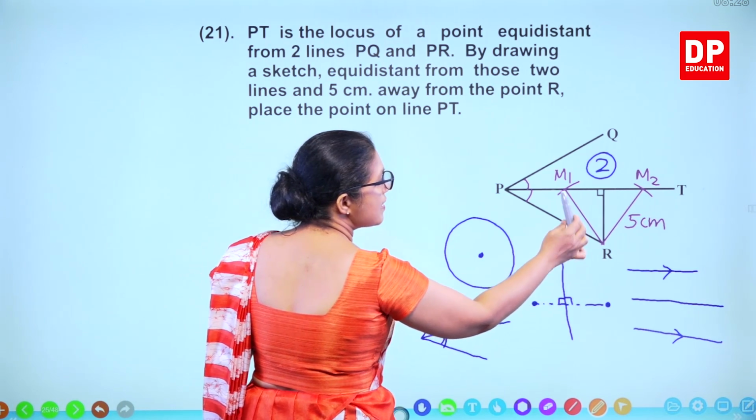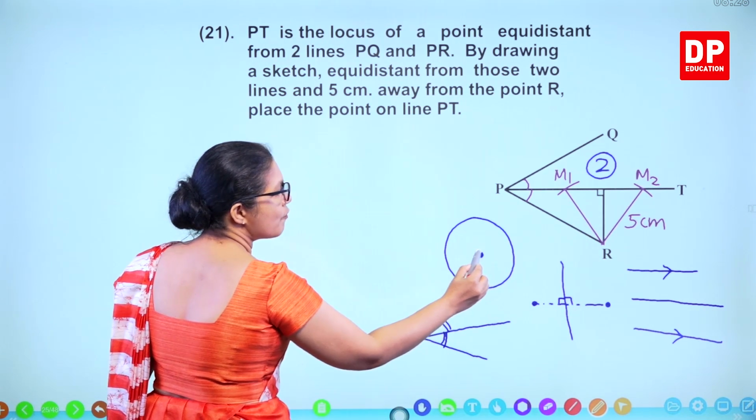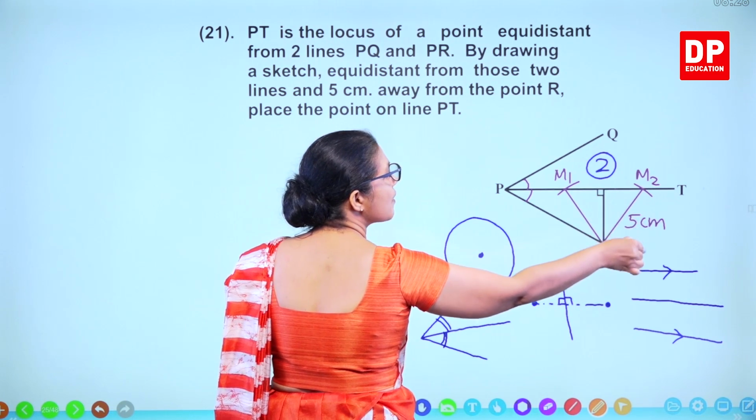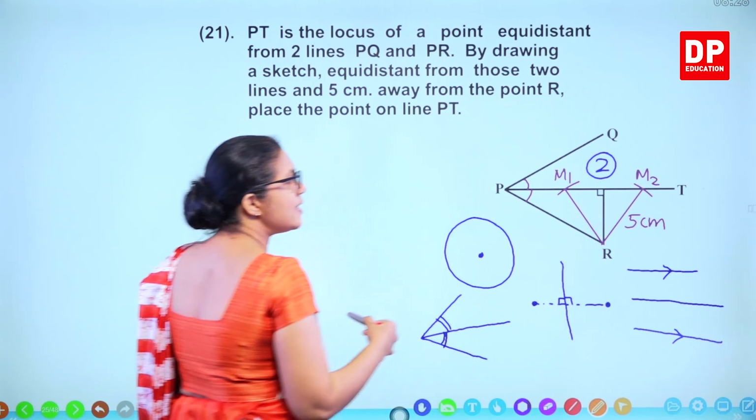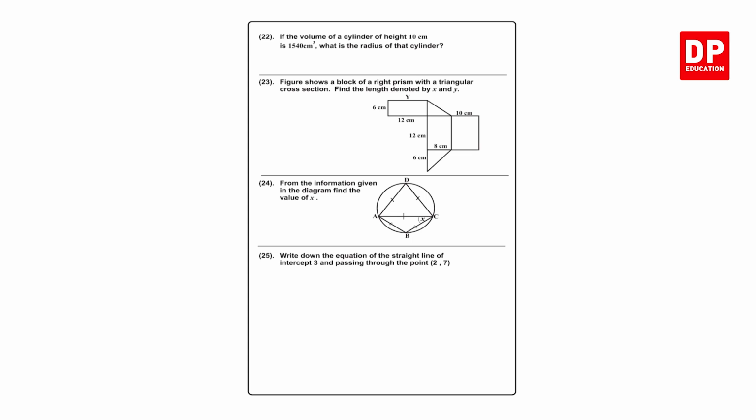So remember those loci, because here you just got this one from a point. What's the locus with equidistance? That's a circle. Now you can try question number 22 to question number 25.